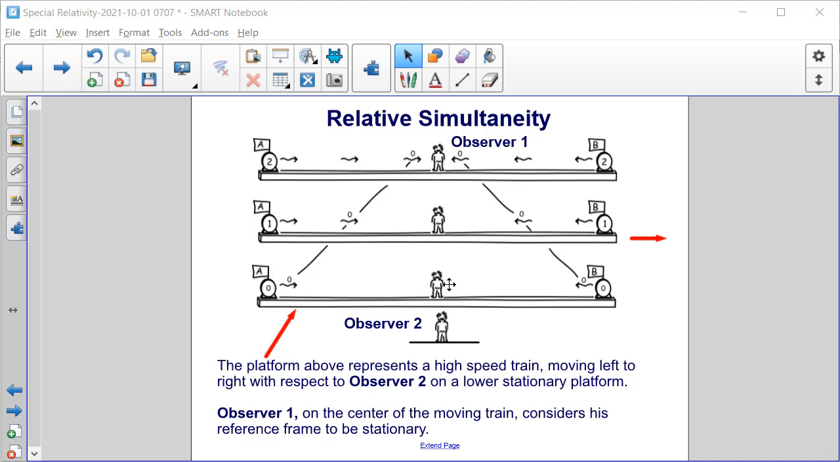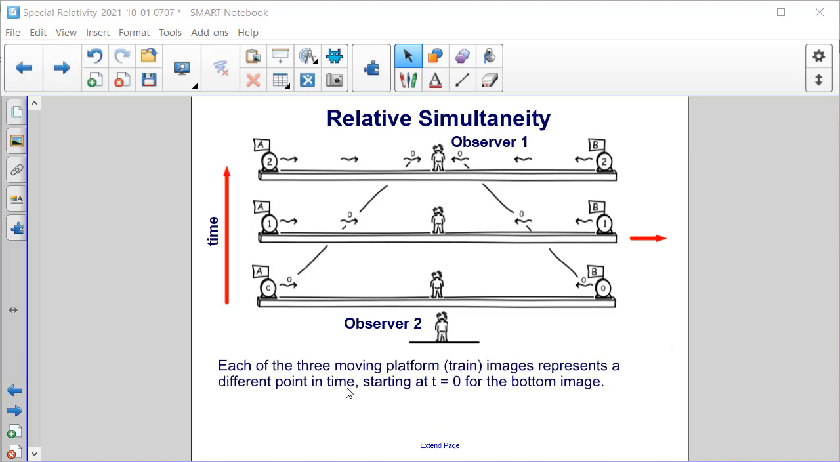Observer 1, which is here, here, here, in 3 different iterations of the platform, is on the center of the moving train. So this observer considers their reference frame to be stationary. Each of these 3 moving platform train images represents a different point in time. So at the bottom is time 0, and then this is increasing time. Okay, so a little further in time, a little further in time.